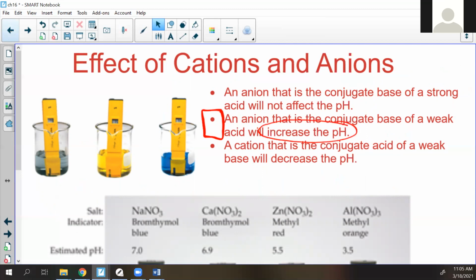It becomes more basic. All right, a cation that is the conjugate acid of a weak base will decrease the pH. Okay, so a weak base would be something like aluminum hydroxide. Since this is weak, we'll put it all together on another slide. Since this is weak, it's the same explanation.